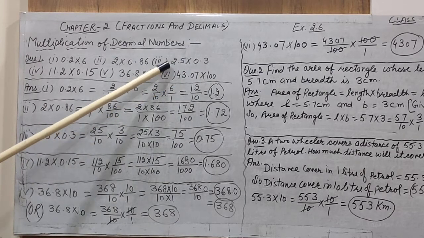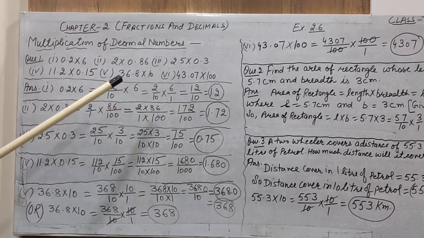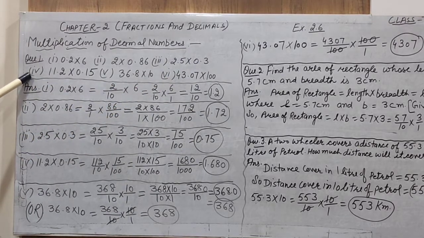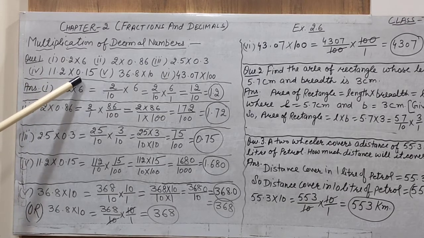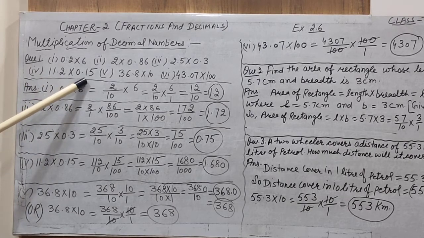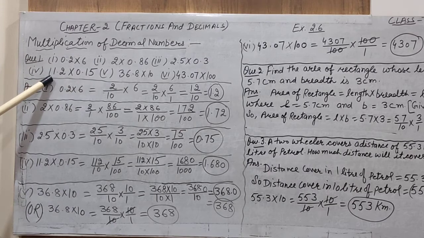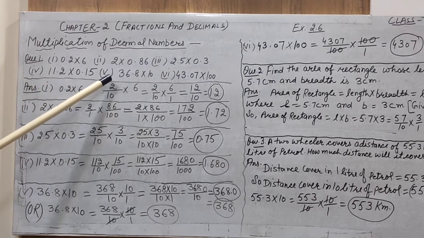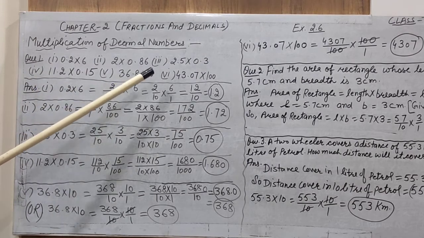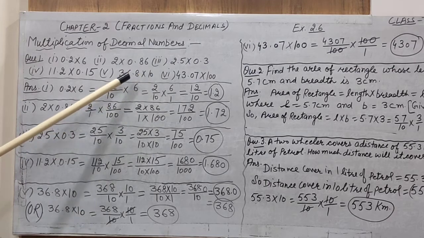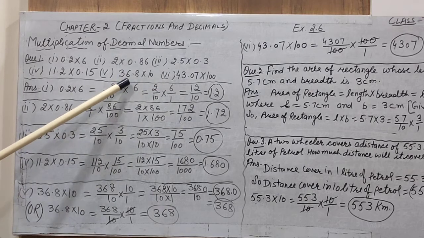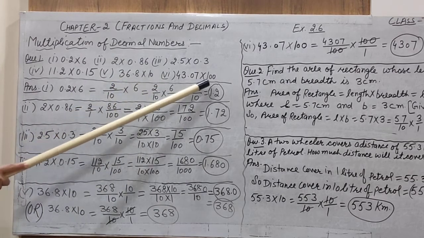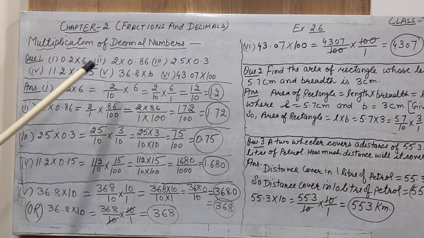In this case, both the decimal numbers we have to multiply. Similarly, in the fourth question, 11.2 multiplied with 0.15. In this case also, both the decimal numbers we have to multiply. Next, 36.8 multiplied with 10. Now these two questions, question number 5 and 6, are related to the multiplication of a decimal number with 10 or 100 or 1000 and so on.